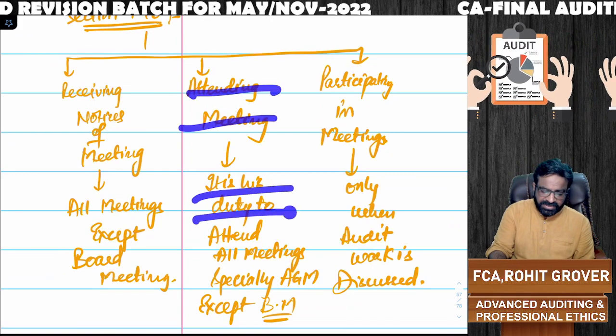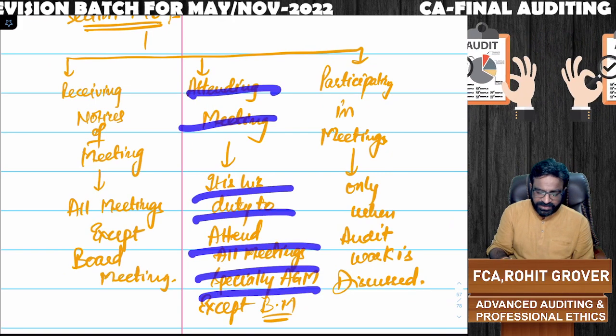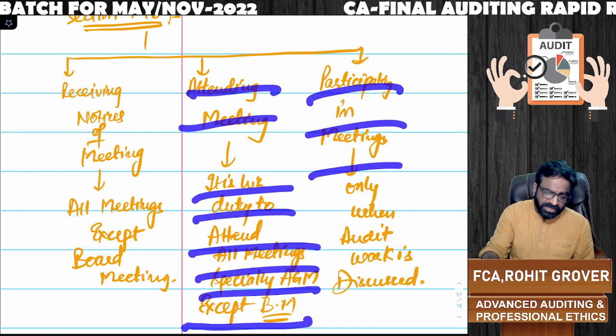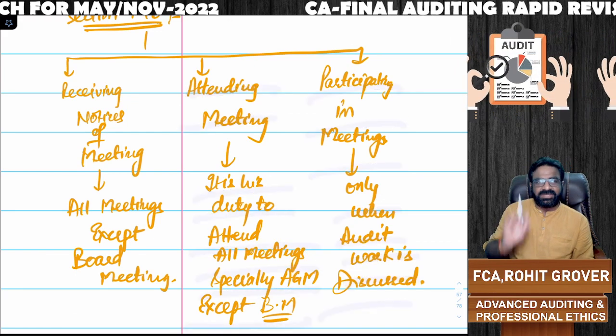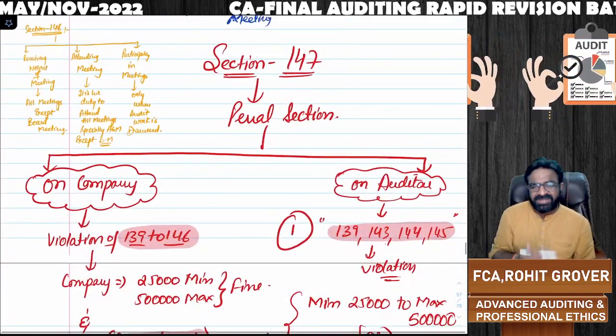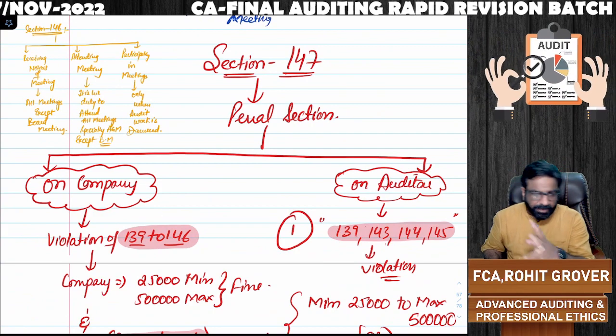Attending the meeting, it is his duty to attend all the meetings, especially the AGM, except the board meeting, and participate. You can participate only when the audit work is being discussed. That we have already discussed in 146. Now we are moving towards the penal section. A small amendment in the penal section has come.